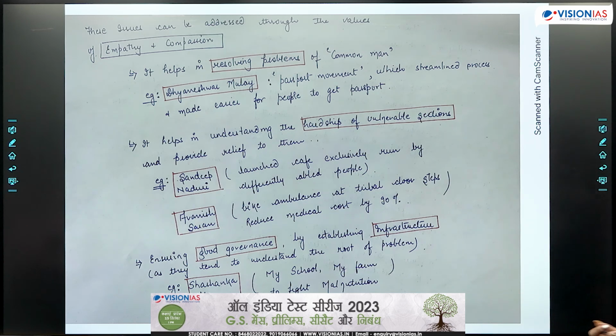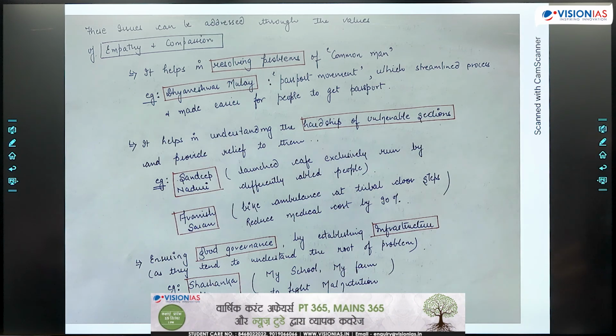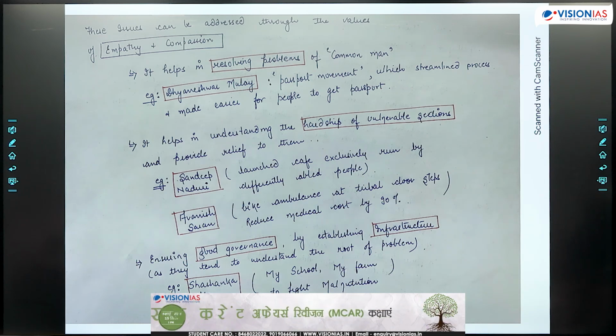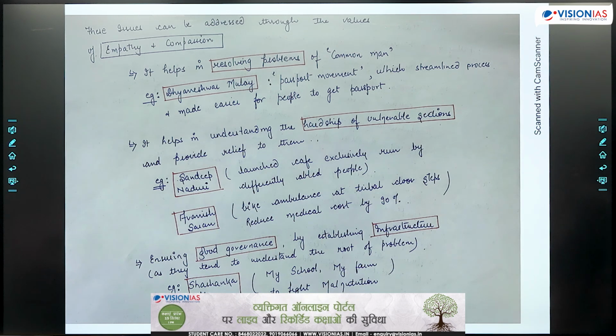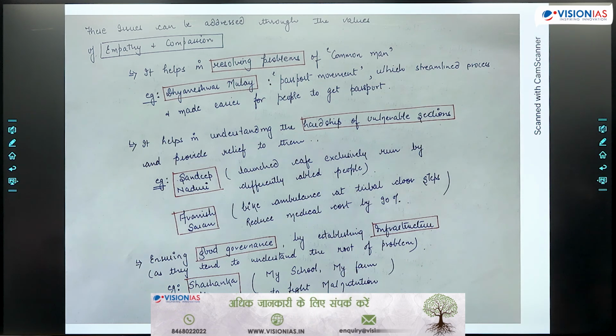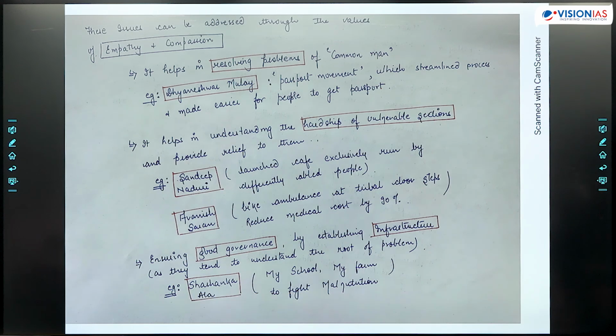For example, the examples which I have chosen help in resolving the problems of the common man if you have empathy and compassion. For example, Dhyaneshwar Mule started the passport movement which streamlined the process and made it easier for people to get the passport. You could have quoted the example of Kiran Bedi when she introduced reforms in the prison, because she was compassionate, she was empathetic, she could understand the problems faced by the prisoners, and that is why she introduced the reforms. Again, that could have been an example to quote.